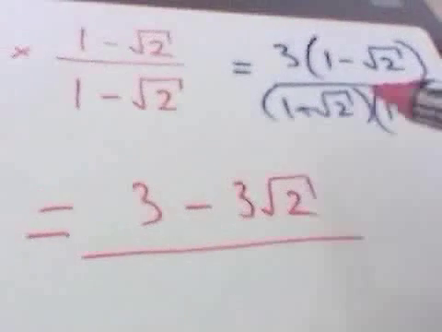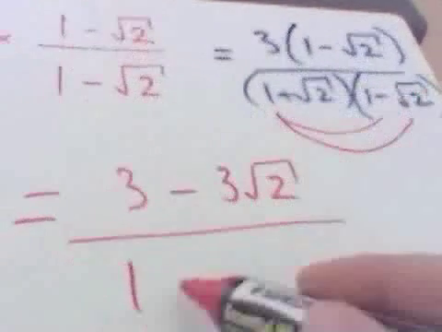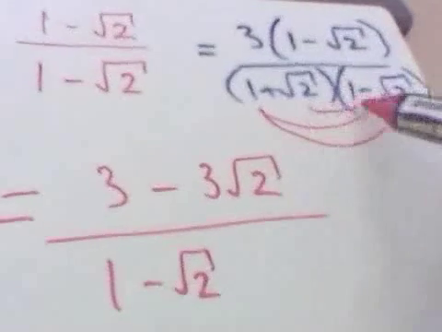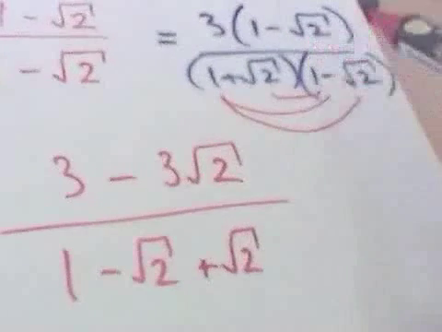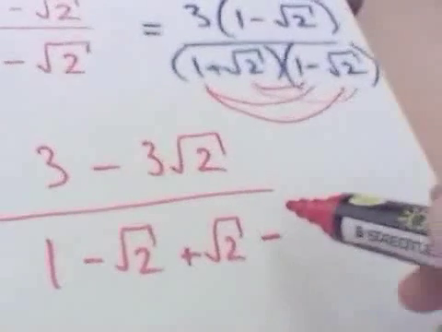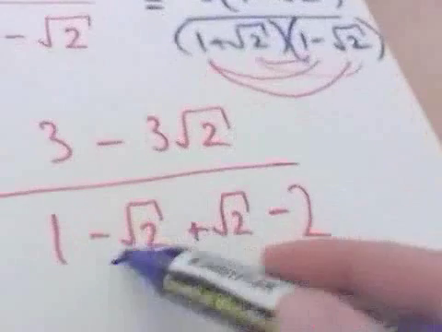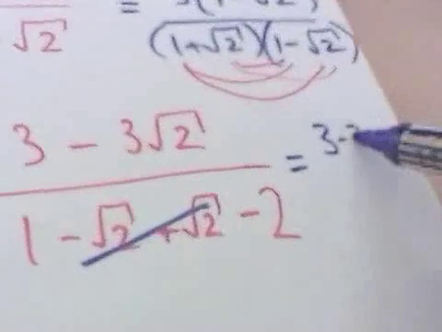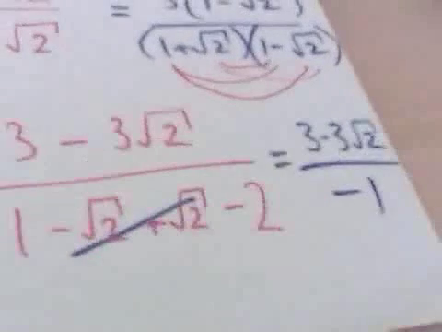Now watch what happens on the bottom. 1 times 1 is 1, 1 times minus root 2 is minus root 2, root 2 times 1 is plus root 2, and then we've got root 2 times minus root 2 is minus 2. If we tidy this up, you'll see that these two parts cancel out, leaves us with the same on the top, but on the bottom 1 minus 2 is minus 1.